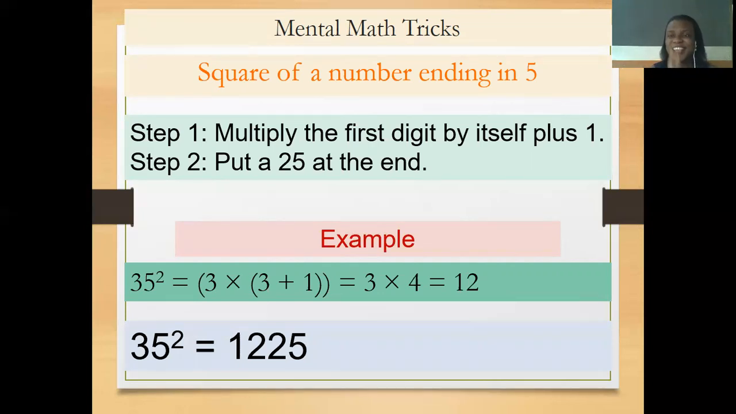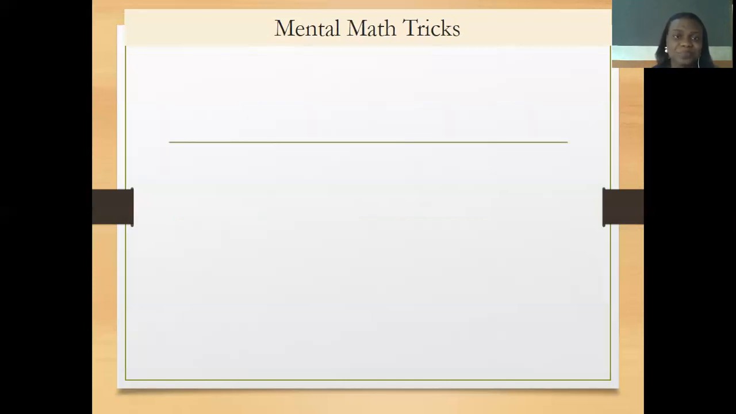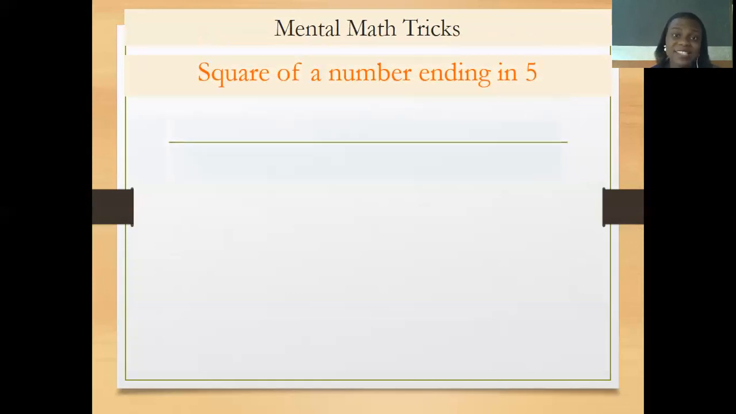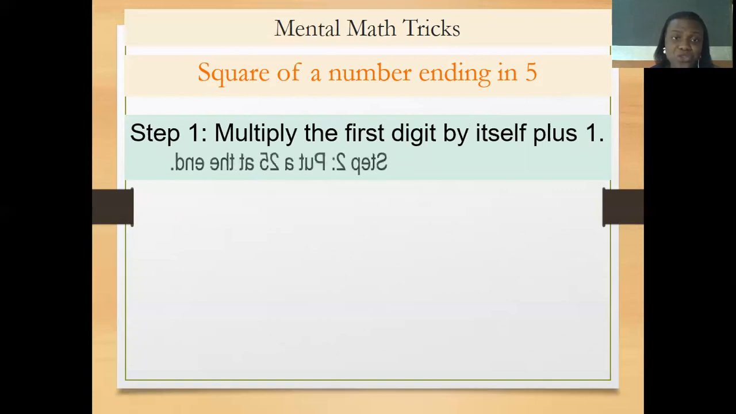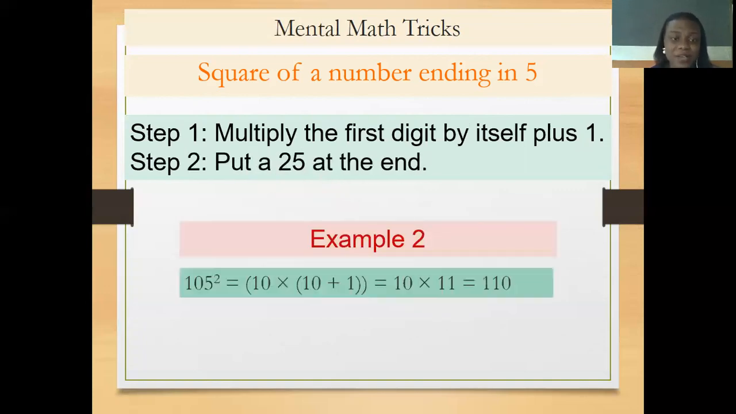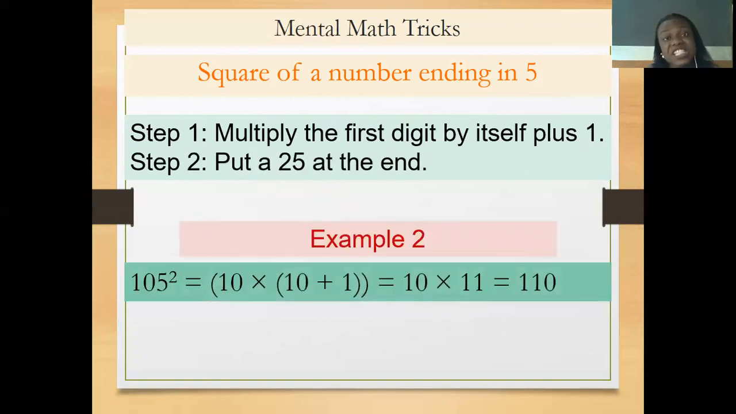So you can see that. Let's take another one. What if it's not a 2-digit number? What do we do? We're still on the square of a number ending in 5. You remember step 1 and step 2. So let's look at 105, which is a 3-digit number. In this case, you take the first 2 digits, which gives you 10. Then you do 10 plus 1 and you get 11. So you do 10 times 11 and you get 110.